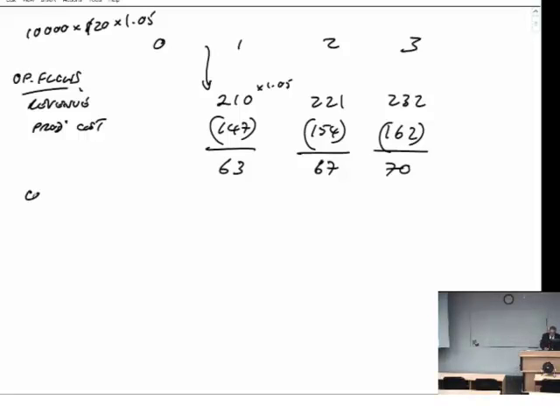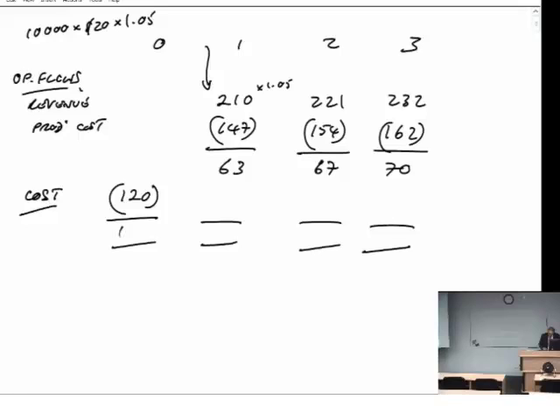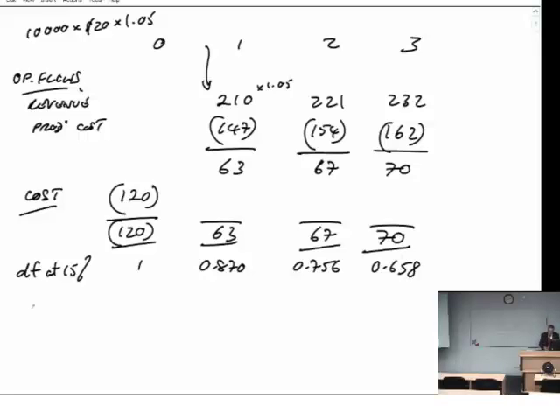As far as the capital flows are concerned, we've got the original cost of 120,000. There's no scrap value. And so, there we are. Our cash flows, minus 120, 63, 67, 70. Discount at the cost of capital, the discount factor at 15%. For 1 year, 0.87, 2 years, 0.756, 3 years, 0.658. And so finally, the present values.